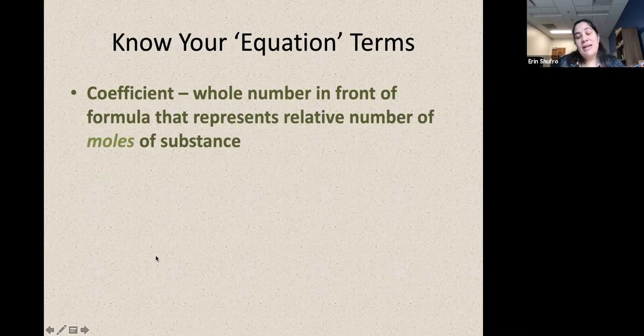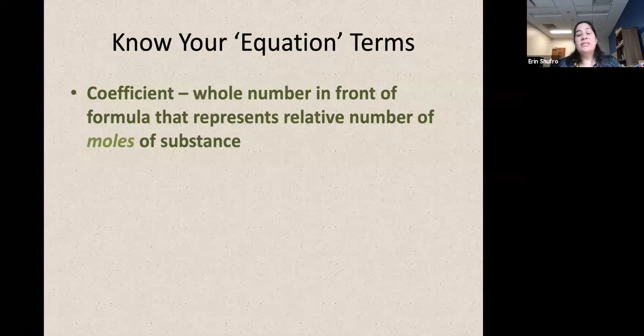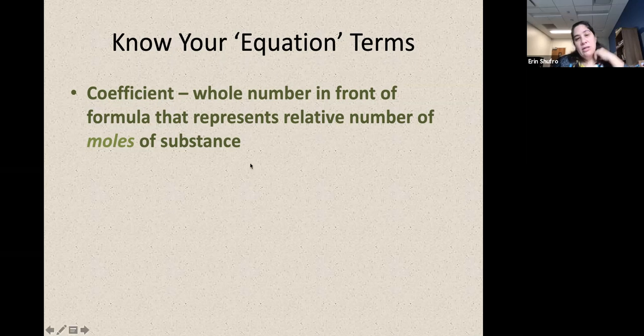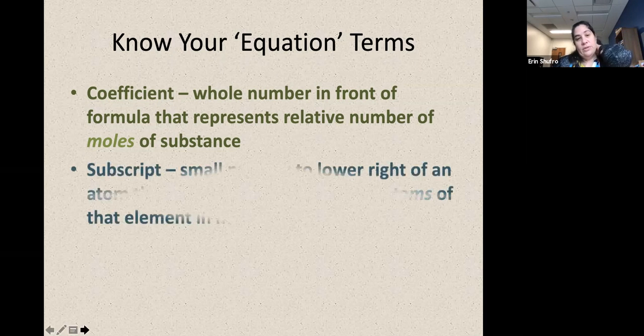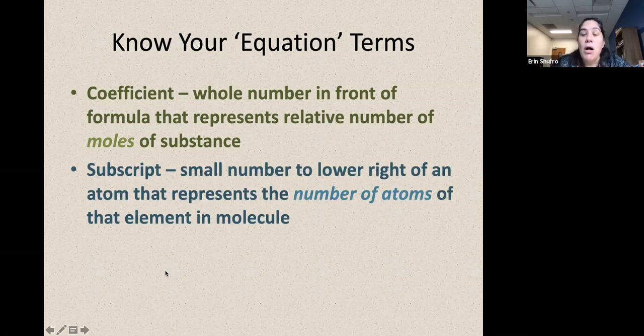In addition to reactants and products, we need to understand the numbers in a chemical equation. The term coefficient refers to the whole number in front of a formula that represents the relative number of moles or molecules of a substance. The subscript is a small number to the lower right of an atom that represents the number of atoms of that element in the molecule.